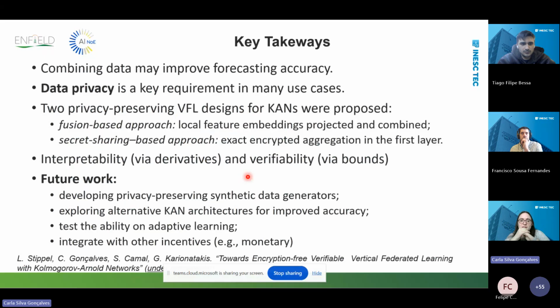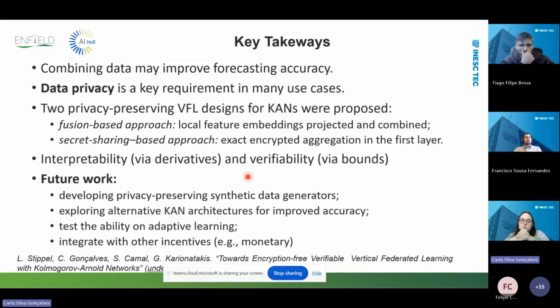So to finish, combining data may improve forecast accuracy. Data privacy is a key requirement. Here we propose two privacy-preserving vertical federated learning designs, one fusion-based approach and then a secret sharing-based approach. The interpretability is possible via derivatives, and verifiability here means that we can see the bounds of the output of the model.